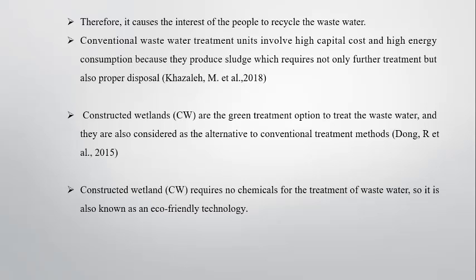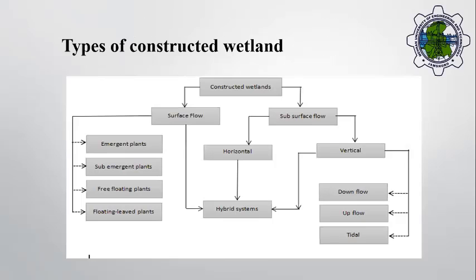Constructed wetlands are the green treatment option compared to traditional treatment. Constructed wetlands require no chemicals for the treatment of wastewater, so they are also known as eco-friendly technology. There are different types of constructed wetlands according to the flow and the different types of plants which are harvested in the wetland for the removal of contamination.